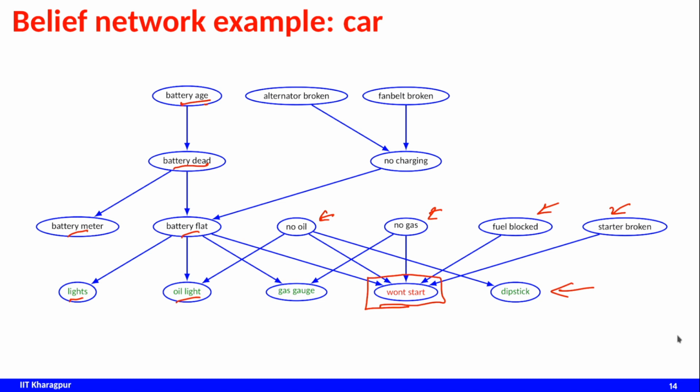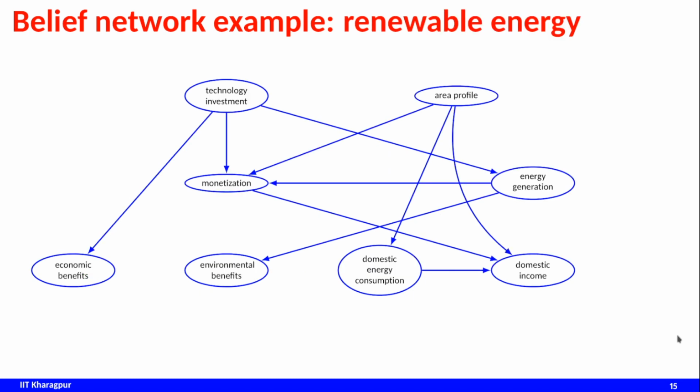So this is just an example. Another example I would like to show is on renewable energy. I would like to find out, if I make some kind of investment in renewable energy, how profitable it is, what probability I will get some economic benefit, or environmental benefits, or domestic income, and many other things that can be queried.